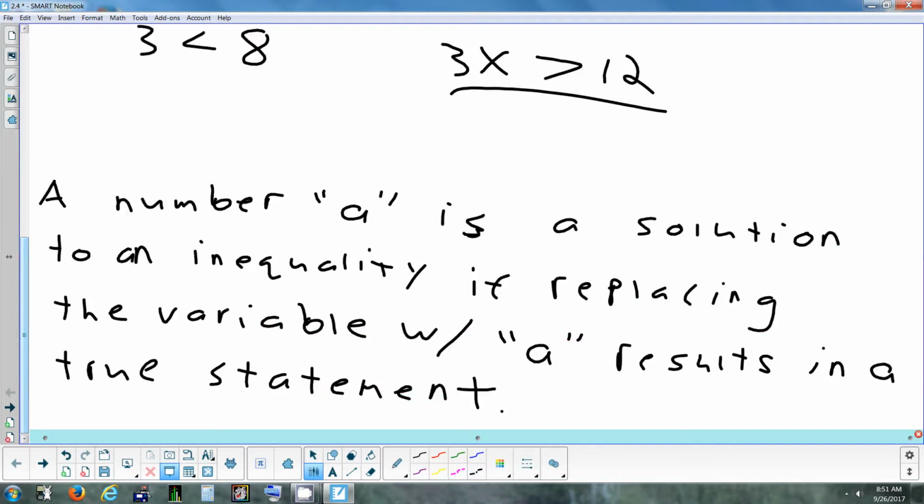So Tanya, if I plug in 5 for x, what do I get on the left? 15. And is that statement true if you plug it in? Yeah. 3 times 5 is 15, and that's greater than 12. Caleb, can you give me a number that would make that false? 2. Because if you plug in 2, 3 times 2 is 6, and 6 is not greater than 12. Okay. So any questions on how to check if a number is a solution to an inequality?